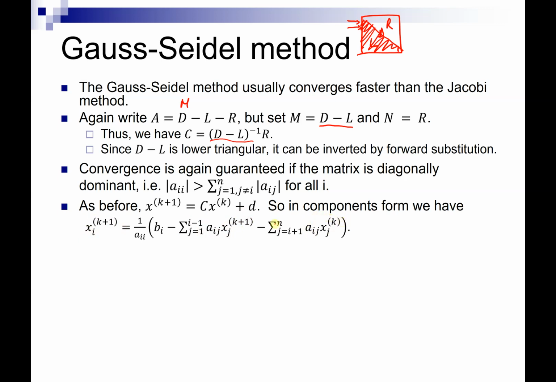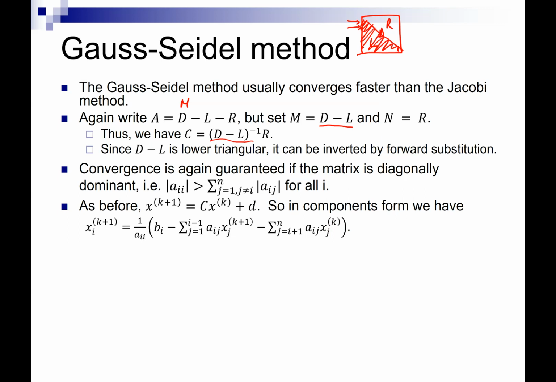All right, so the basic procedure is that you compute these components for i equals 1, 2, 3, and so on. And when you're trying to compute the ith component, you need these i minus 1 components of x of k plus 1, but you've already computed those. And so you can just plug those in. And for the remaining components, you're going to use them from x of k.